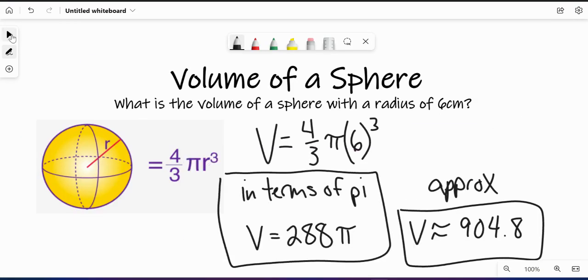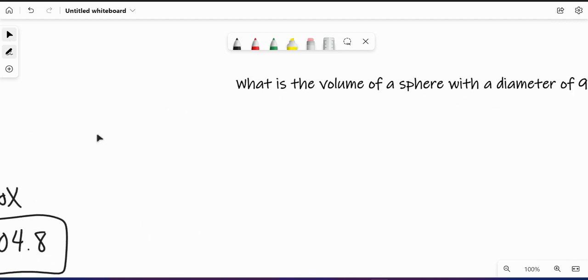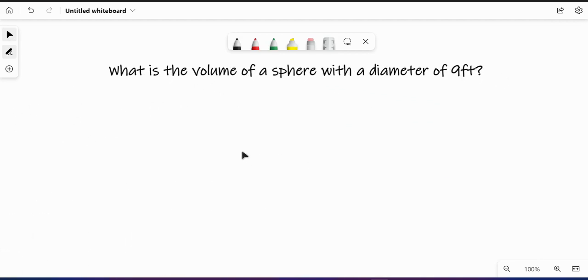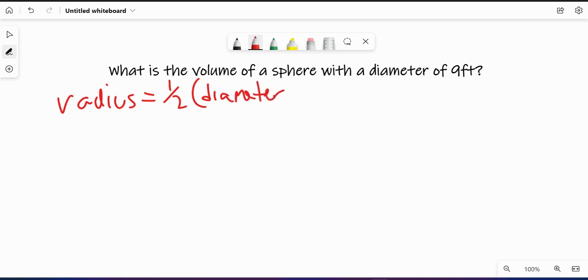So let's take a look at the next one. What is the volume of a sphere with the diameter of 9? So remember, the radius is half the diameter, because the diameter is all the way through the circle. So it's half of 9, which is 4.5.